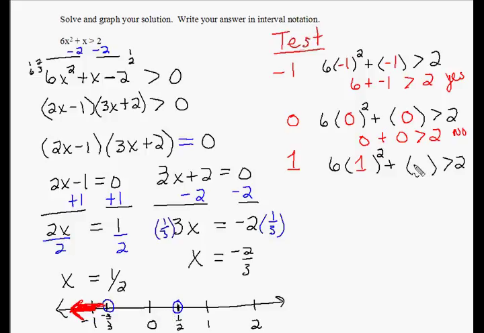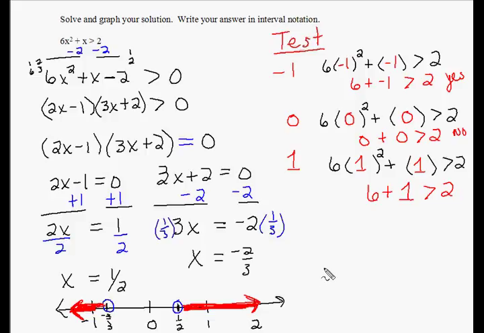And lastly, I'll test a number on the other side of the number I found, 1/2. Testing 1. 1 squared is 1 times 6 is still 6, plus 1 is 7, and 7 is greater than 2. So since 1 is true, everything that lives on the right-hand side of the number line, after the number that I found, is included.